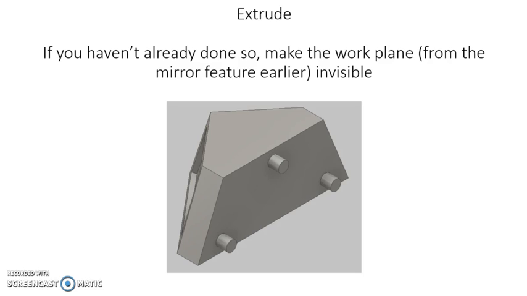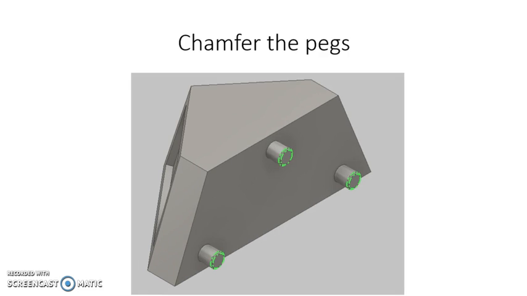By the way, in this step, you'll see that I made that work plane that cut down the middle of the cow catcher invisible. That's really simple. Just right-click on it and uncheck visibility. Once you have these pegs extruded, then the last step is to simply go through and chamfer the ends. When you have that done, pat yourself on the back. That cow catcher is one of the more difficult pieces of this train. Congratulations.